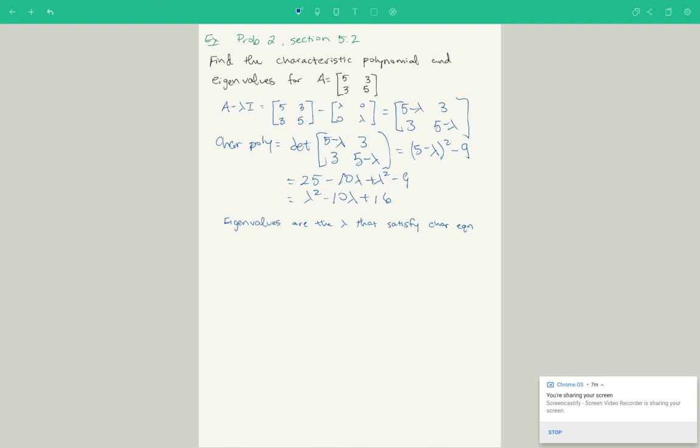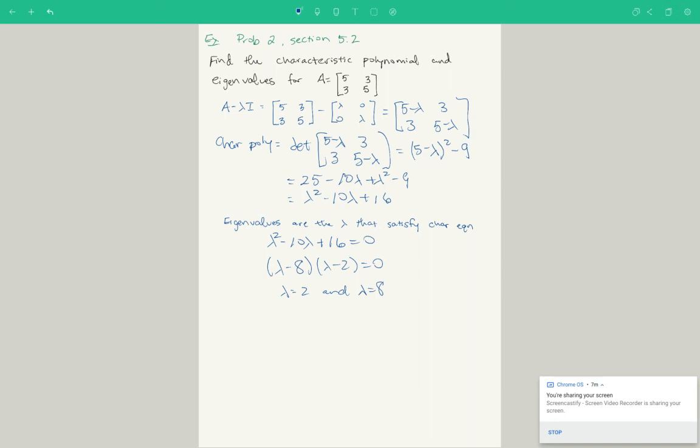Okay, so this is the characteristic polynomial. So we've done the first part of the problem. Now the eigenvalues are the lambdas that satisfy our characteristic equation. So in particular, we're going to take that characteristic polynomial, the determinant that we just found, and set it equal to 0 and try to solve for lambda. Now in this case, this factors pretty nicely, right? So this is lambda minus 8 times lambda minus 2 equals 0. So if we want to solve for lambda, we get lambda equals 2 and lambda equals 8. So these are our two eigenvalues.